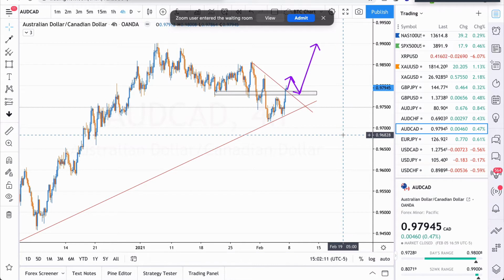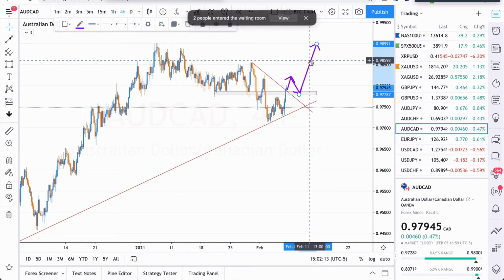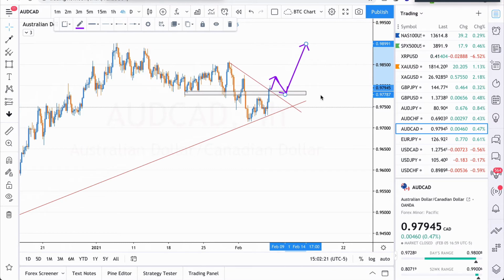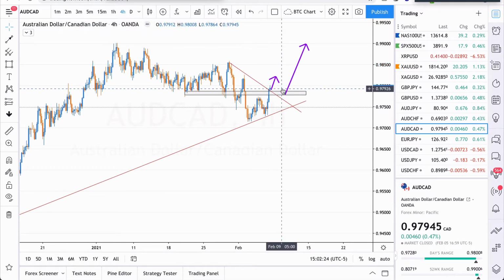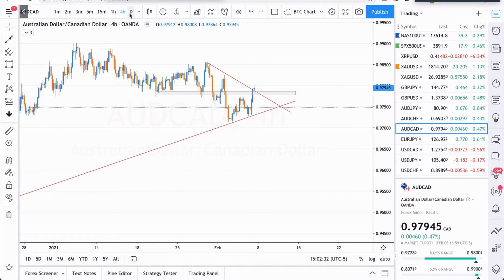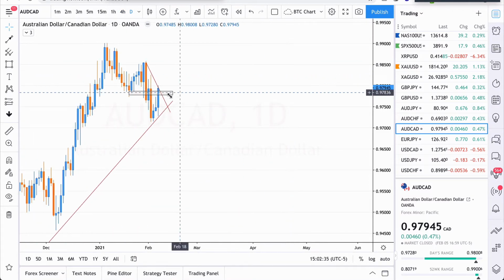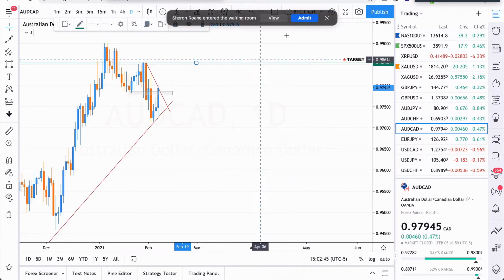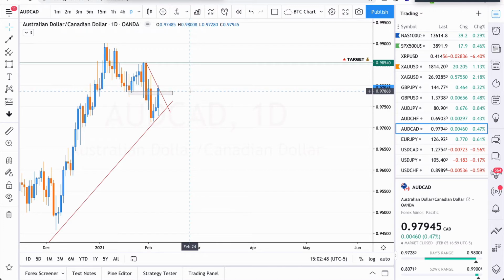This is one of those things where you just have to train your eyes, and that comes from practice, markups, things like that. So let me attempt to clean it up a little bit. Look at the daily. If this thing continues up, here's your first target right here.